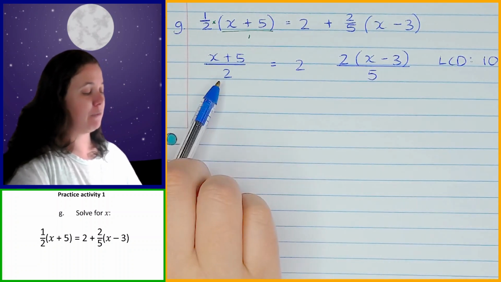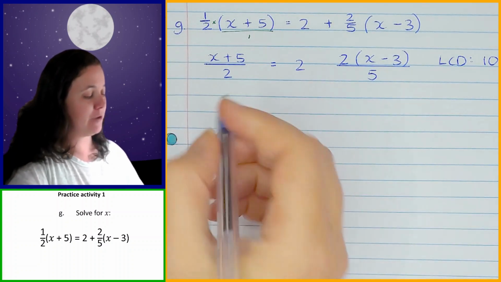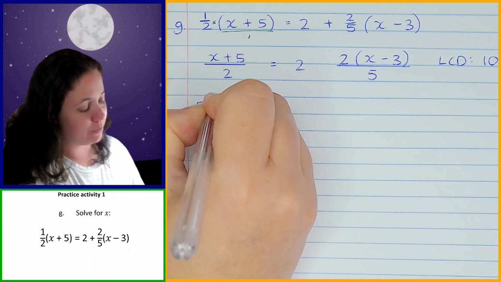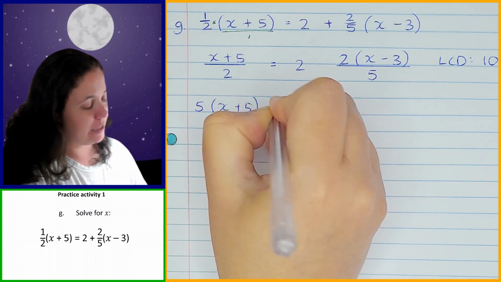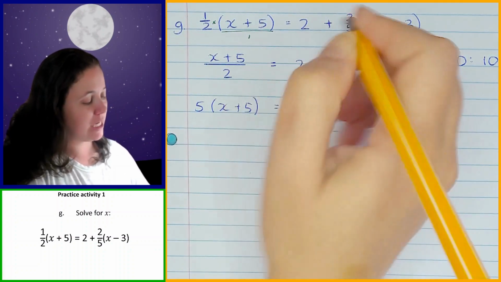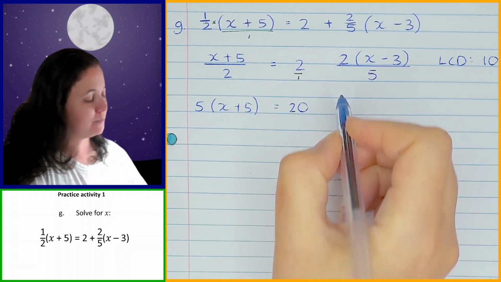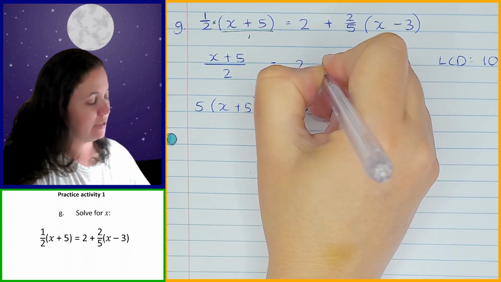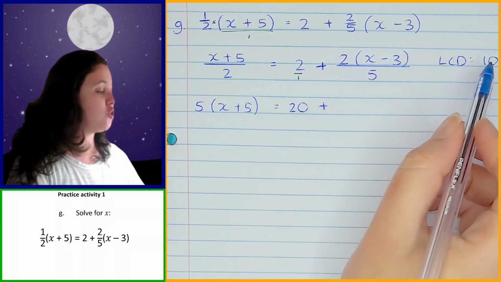Right, so over here I need to multiply 2 by 5 to get 10. So I'm going to times the top by 5, and that gives me 5 times in brackets x plus 5 equals, then this 2 is over an invisible 1, so I times that by 10, and then I times the top by 10, and that gives me 20. That's a plus over there. So I have plus, and then over here I'm going to multiply 5 by 2 to get 10.